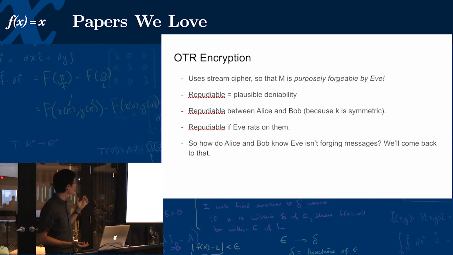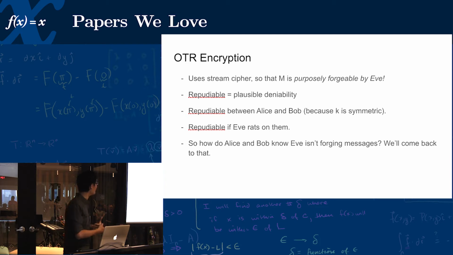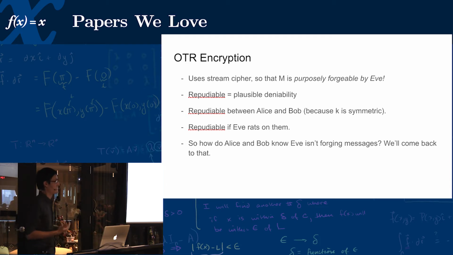So that seems bad, but in a surprising twist, the OTR authors decide to actually purposely use stream ciphers. And the reason is because if they can argue that the message could have been forged by Eve or some adversary, then if Alice and Bob get caught, they can use this as an excuse. Right? They can say, well, no, we didn't send that. Someone forged it, right? Because we're using this terrible encryption scheme. So this property is called repudiable, which is a very hard word for me to say, but I'll try to actually say it correctly.